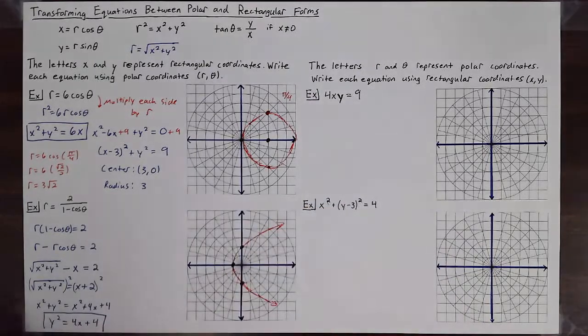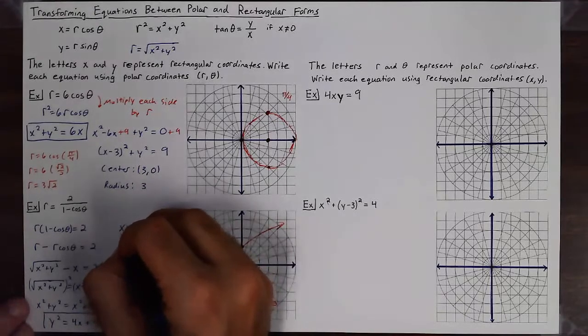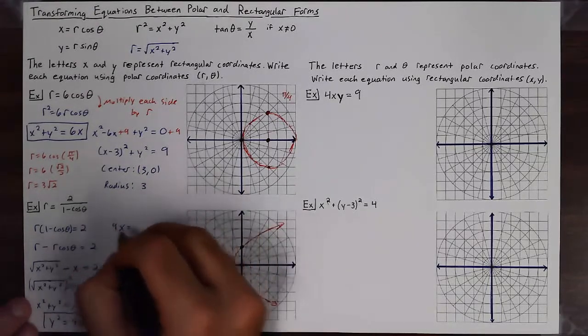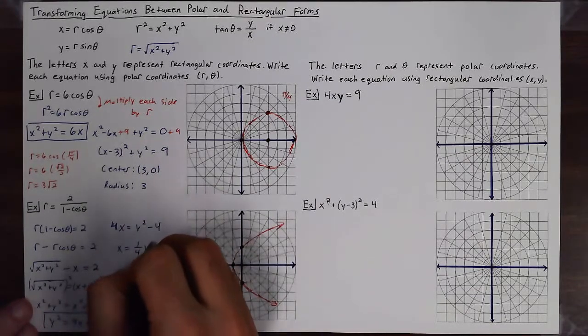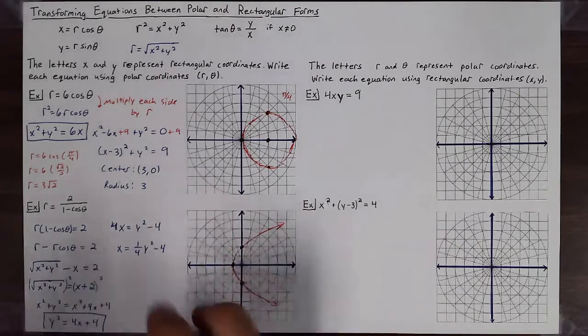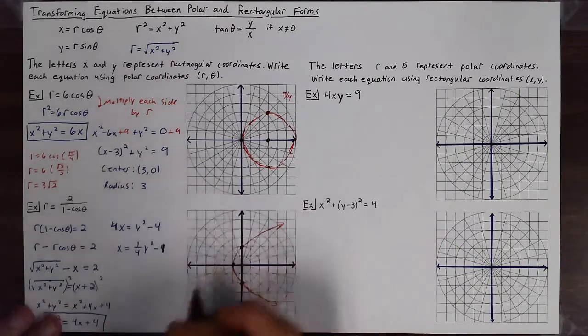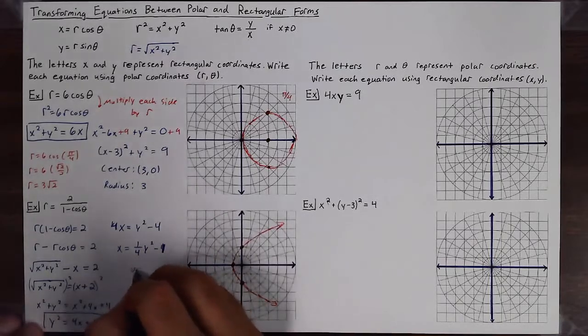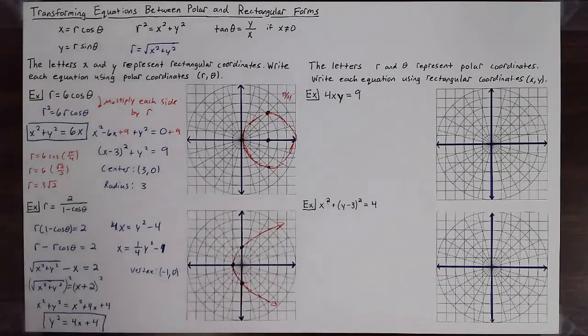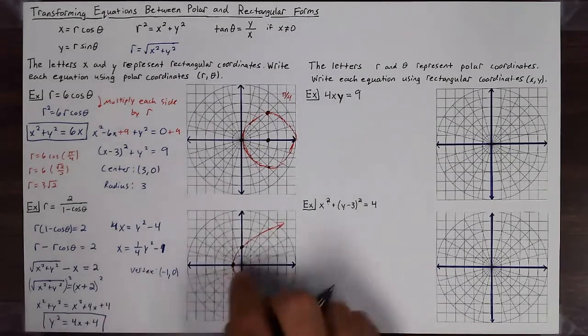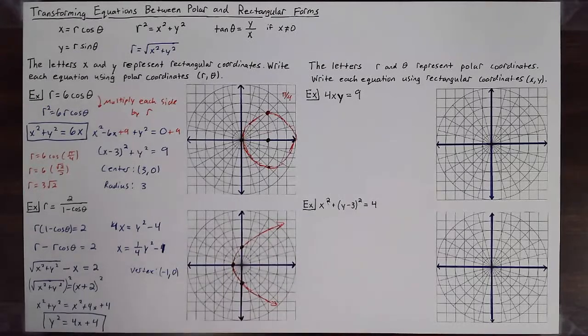And another way you can also see that parabola is to solve for x, giving me 4x is equal to y squared minus 4. Divide by 4, and you get x equals 1/4 y squared minus 1, which tells you that the vertex is at negative 1 comma 0. And then you can find the focus points to find the other spots, or just plug in some values to find the other spots as well.